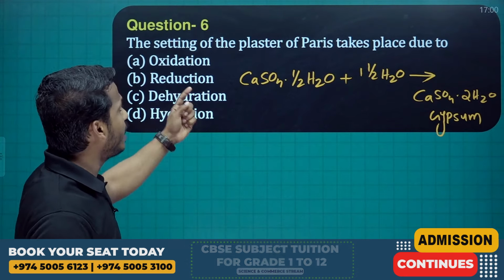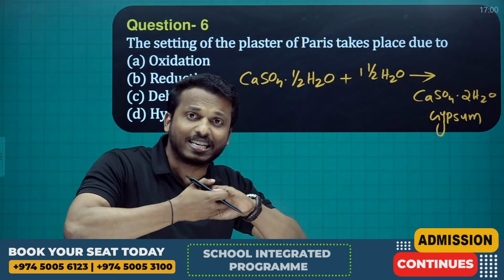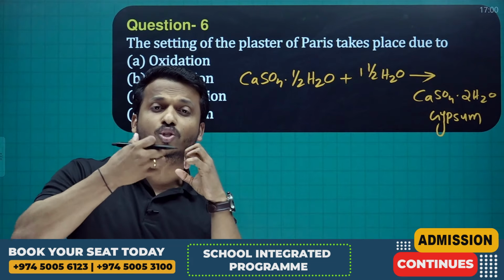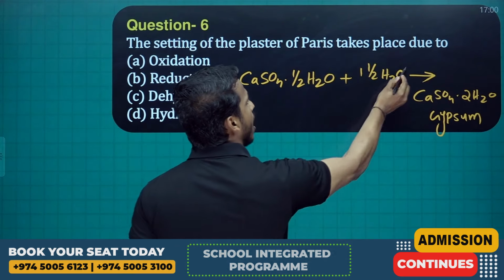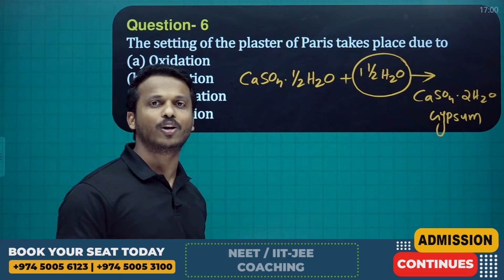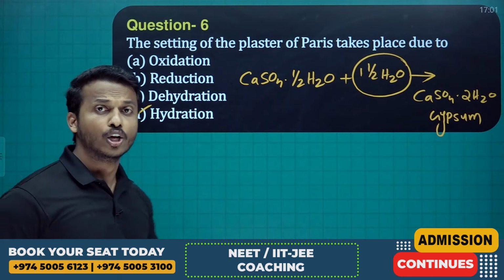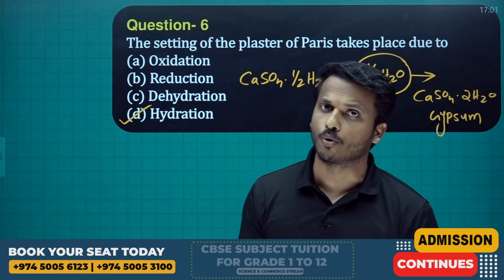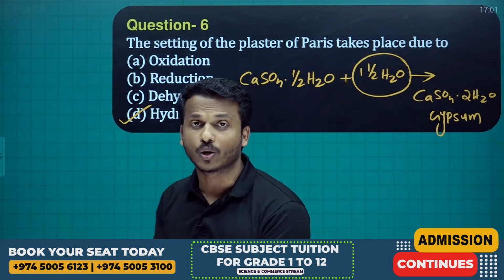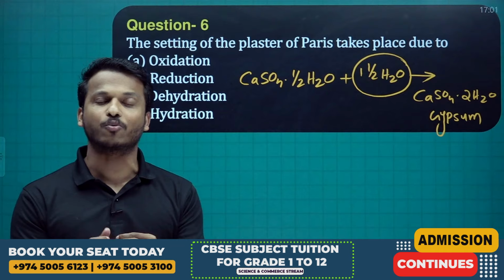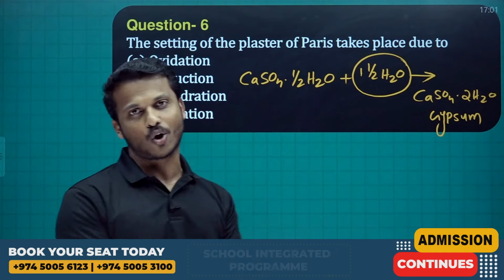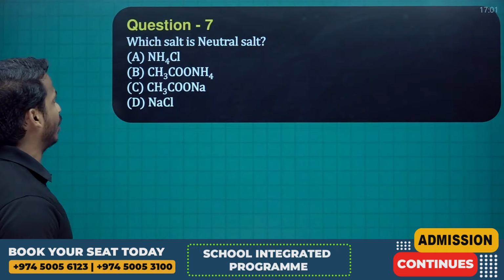So, why the setting? Why is plaster of Paris setting and getting solid? Because of the addition of water. That is what we call hydration, right? It's called what? Hydration. So, plaster of Paris is normally a powder. When you add water to it, it becomes solid. That is called gypsum. So, that is called hydration.